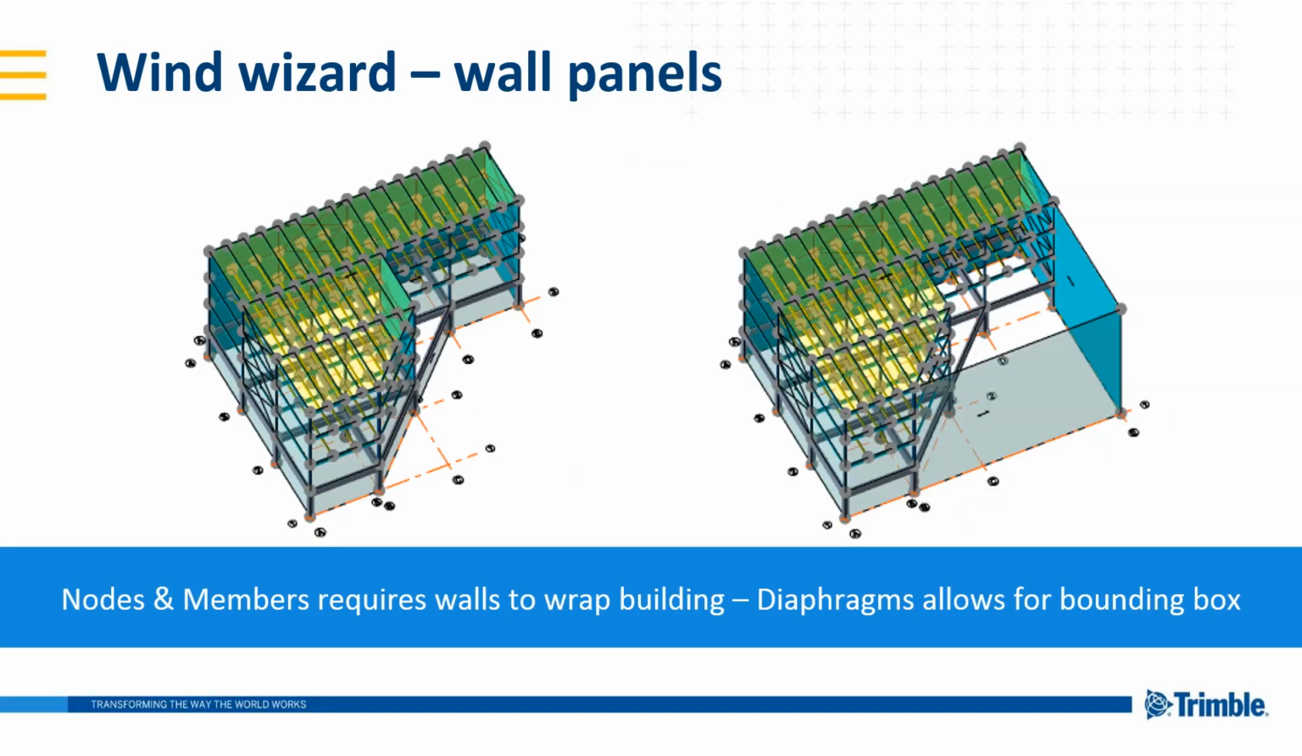The distribution method that you select will determine how the wall panels need to be modeled. The nodes and member options require you to follow the contour of the building. So think of this as shrink wrapping the building, and that's kind of the option shown here on the left. One benefit of the diaphragm option is that you don't have to follow the building outline. You can simply create a box around the extent of the building, and that's the picture that's shown here on the right.